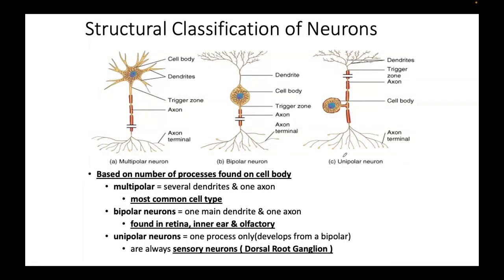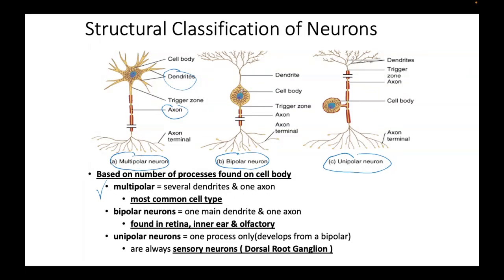The structural classification of neurons can be unipolar, bipolar, or multipolar. So the one that we've been talking about and focusing on when we talk about the neuron looks like the multipolar, which is several dendrites, which we see. You got several dendrites. You have one main axon coming off the cell body. So that's multipolar.